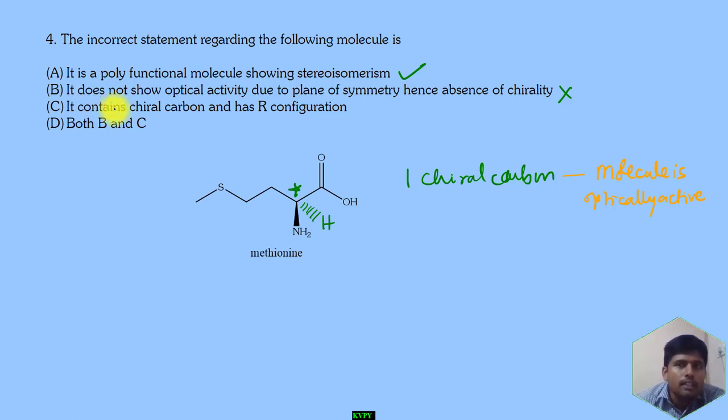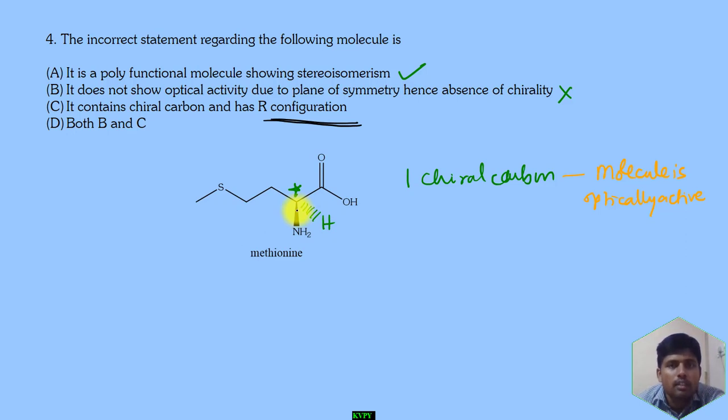Next. It contains chiral carbon and has R configuration. And here there is both B and C. So we have to look for this. If it is R, then this will not be the answer. If it is not R, then this will also be wrong. Then option D will be the answer. So we have to check for the configuration here.